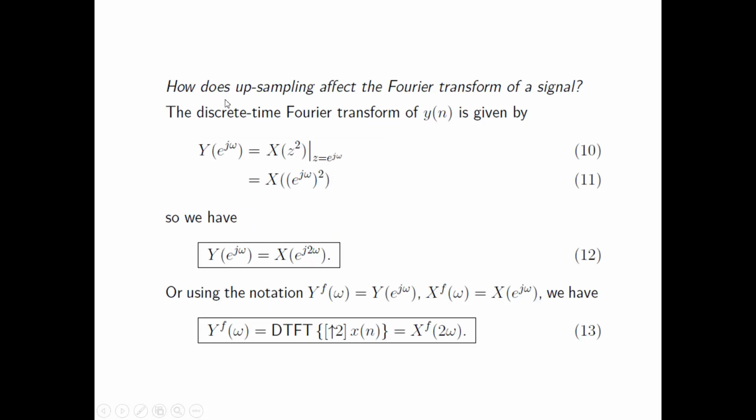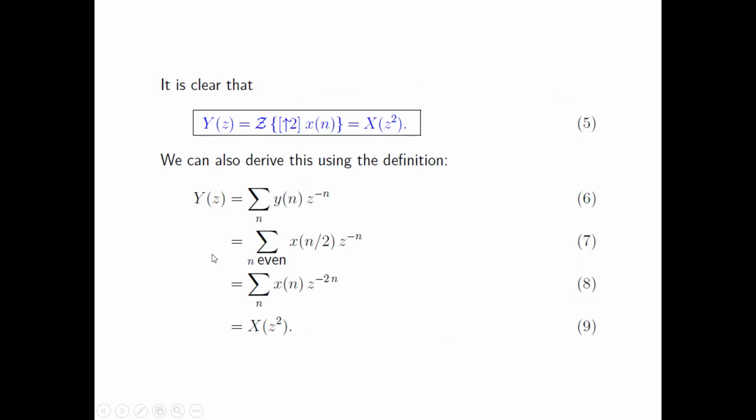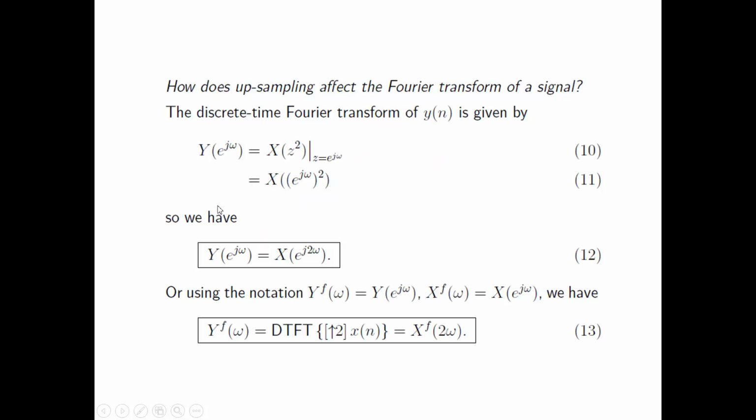Now if we see the upsampling effect, how do you get the Fourier transform of this Y(z)? You simply replace z by e to the power j omega. Small omega is the digital frequency. Once you replace this, you will get Y of e to the power j omega is X of e to the power j 2 omega. We can also use the notation of the Fourier transform, and we will say that the Fourier transform Y(omega) is equal to the Fourier transform X(2 omega).